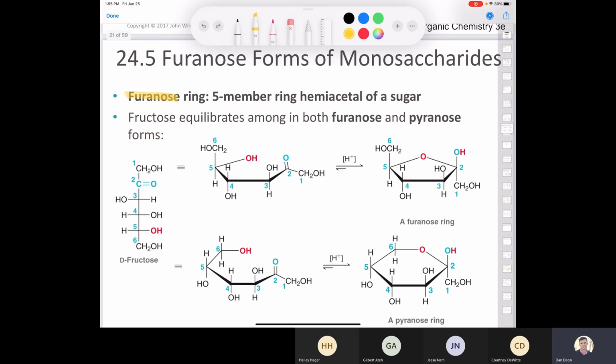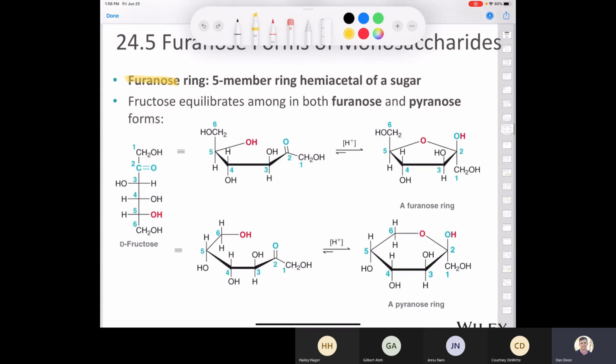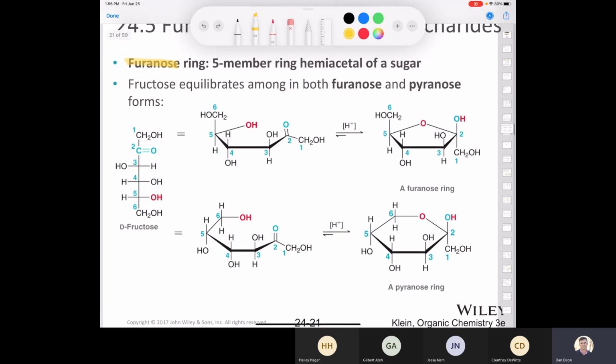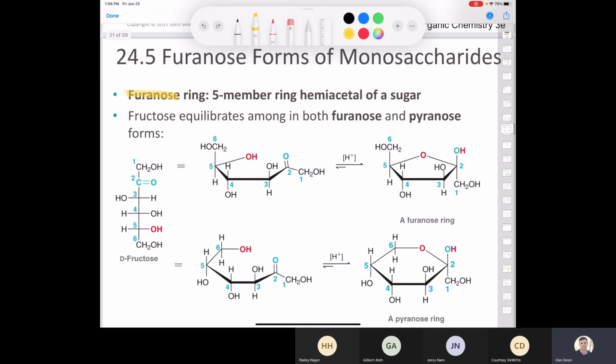Okay, so fructose is a ketohexose. Now, the book goes into quite a bit of detail about it here, but fructose has both a furanose form, where it has a 5-membered ring, and then it also has a pyranose form. And you can see that here the hydroxyl is pointing up, so we have a beta furanose form, a beta pyranose form, an alpha furanose form, an alpha pyranose form, and the textbook goes into a little bit of detail about that.